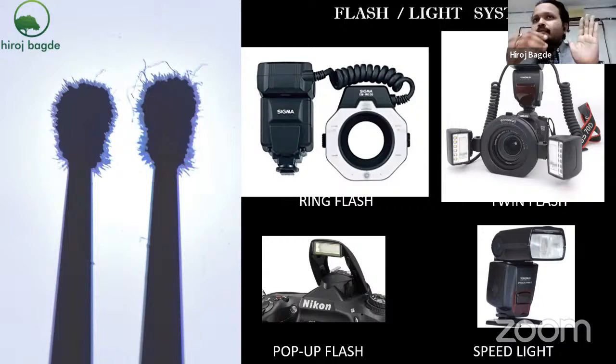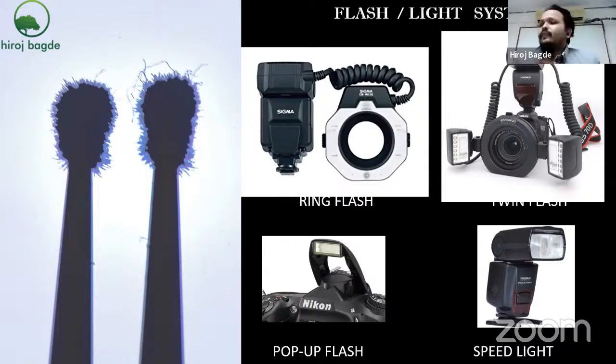Then we have three more flashes remaining. First is called a speed light. Can you see this? This is a normal speed light. Now speed light is advisable for macro photography unless you are having something called a diffuser with it. So now I'll just shift on to the next slide.